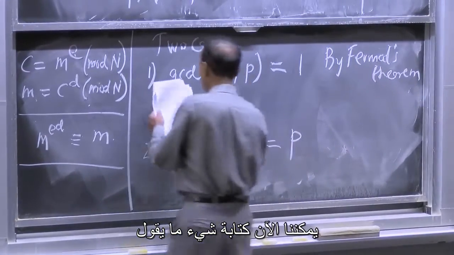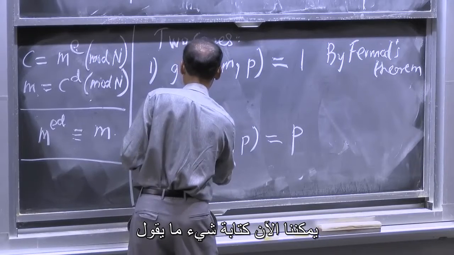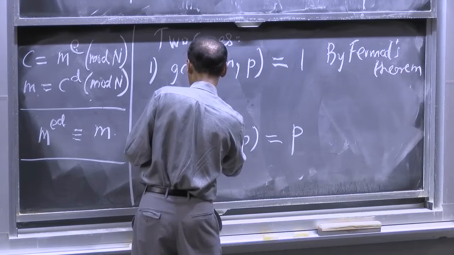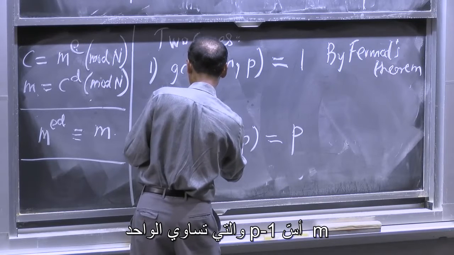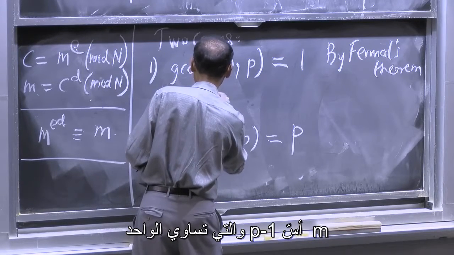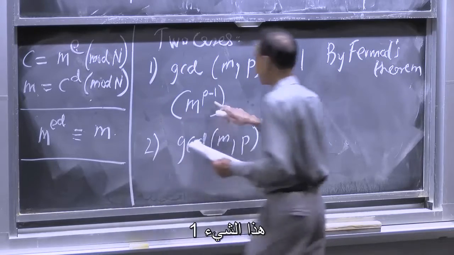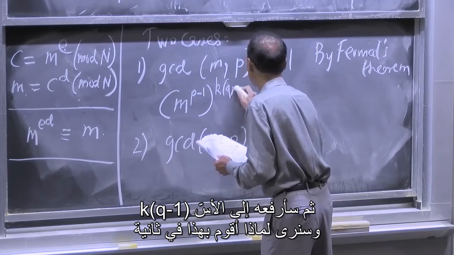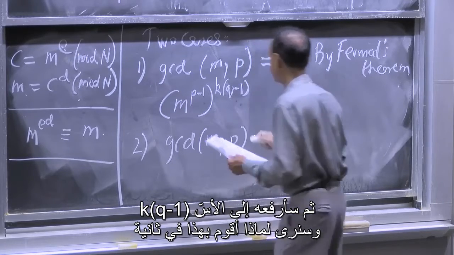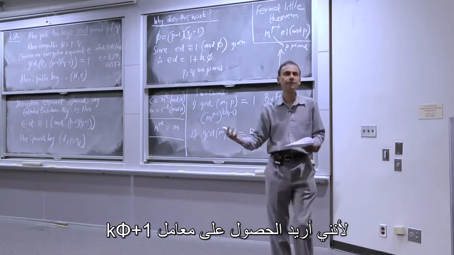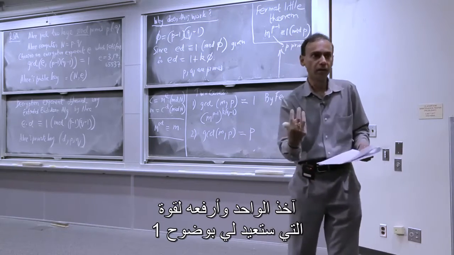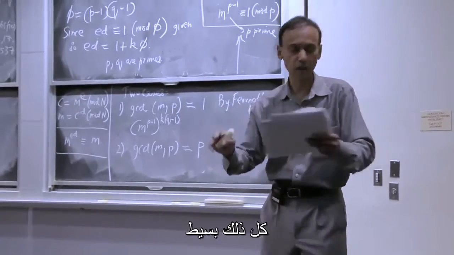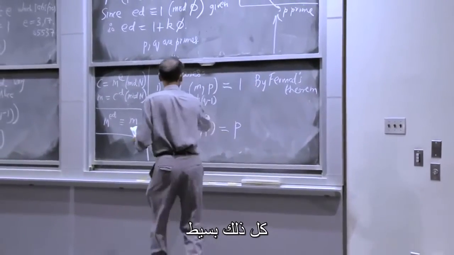You can now write something that says, what I'm going to do is I'm going to just take m raised to p minus 1, which is 1, right? So this thing is 1, and then I'm going to raise it to k times q minus 1, and you'll see why I'm doing this in a second, because I want to get the 1 plus k phi factor here. So I'm taking 1, and I'm raising it to this power, which obviously is going to give me 1 back, right? So all of that is straightforward.